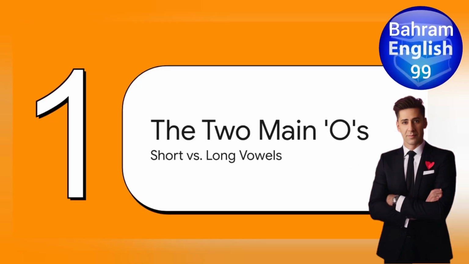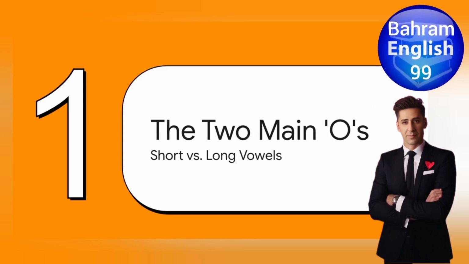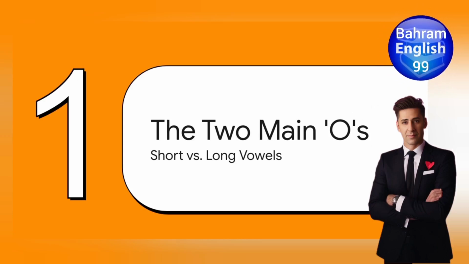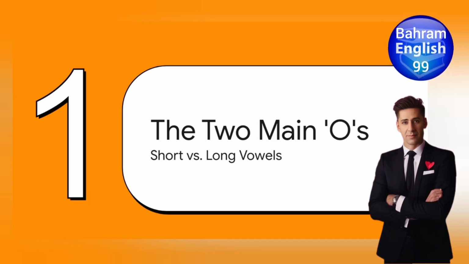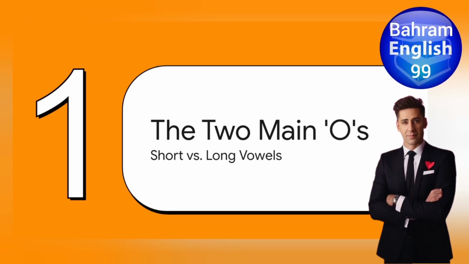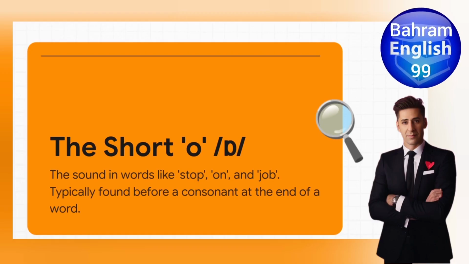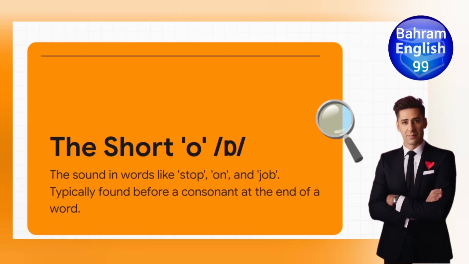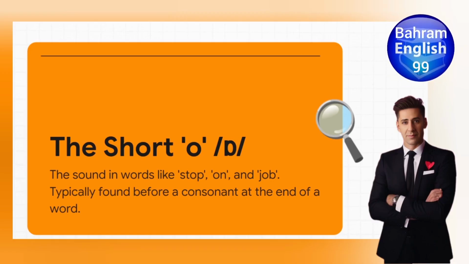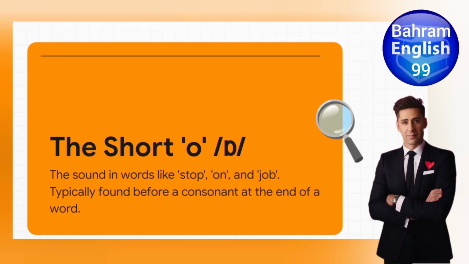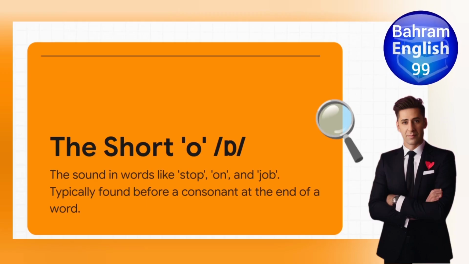All right, to even start to make sense of this chaos, we have to build a solid foundation. Let's establish a baseline by looking at the two most common, the two most predictable sounds for the letter O. First up, we've got the short O. You'll hear this sound in words like stop, on, job. Now, the pattern here is pretty reliable. You'll usually find this sound when a single letter O is sandwiched by consonants or followed by one at the end of a short word. It's that quick, open sound.